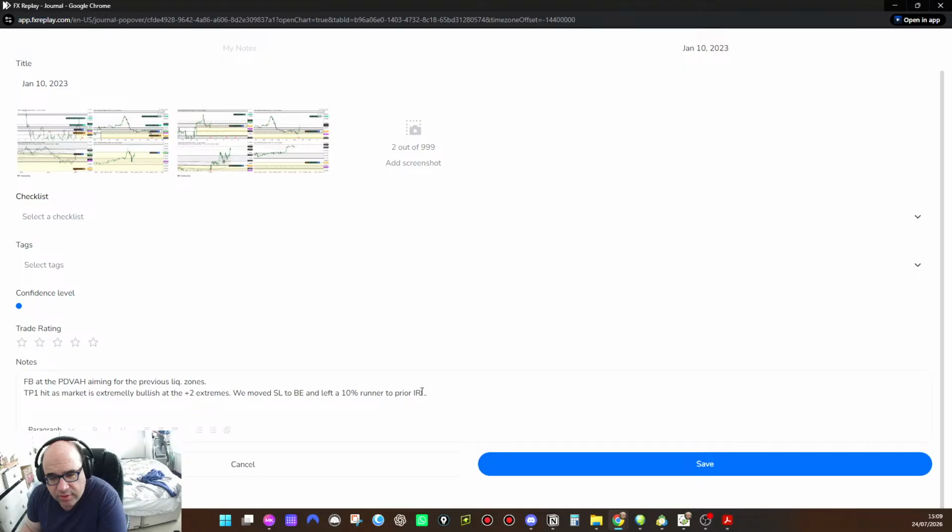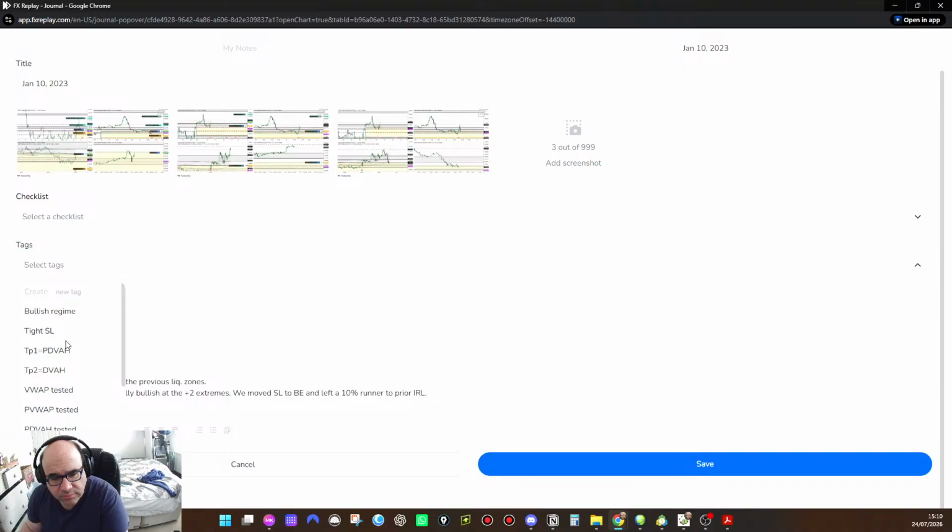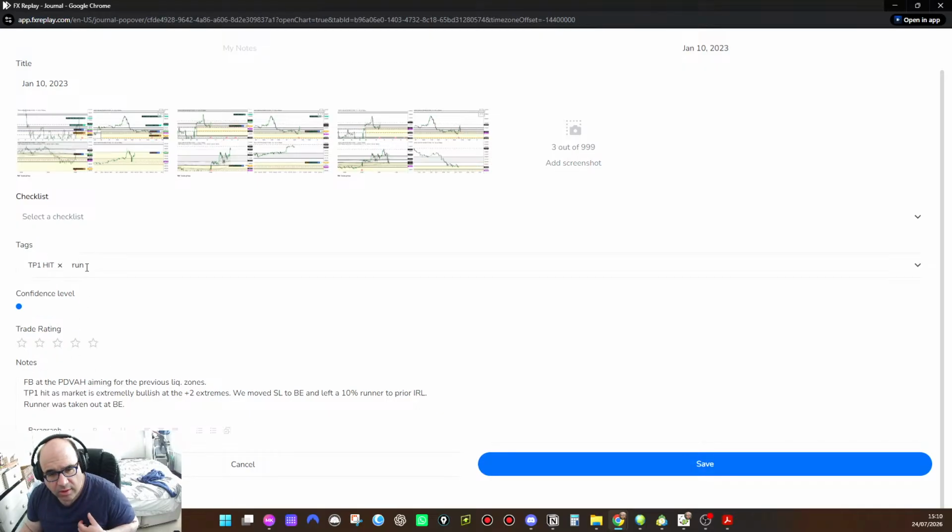TP1 multiple six in bullish. No, just gonna add one more screenshot. And we're gonna say that runner at break even. The TP1 hit it and the runner stopped out.